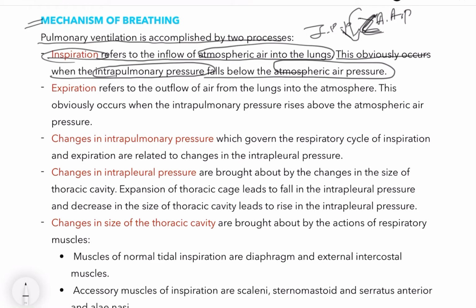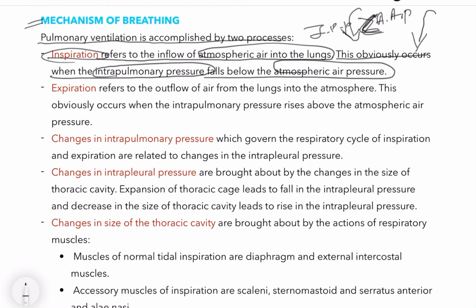So if there is a decrease in the intrapulmonary pressure, means if the thoracic cavity has less pressure, only then will there be the process of inspiration where the air will take entry in. Because if the pressure is more, then you cannot inspire, you have to expire. So when there is a decrease in the intrapulmonary pressure, at that time the process of inspiration takes place.